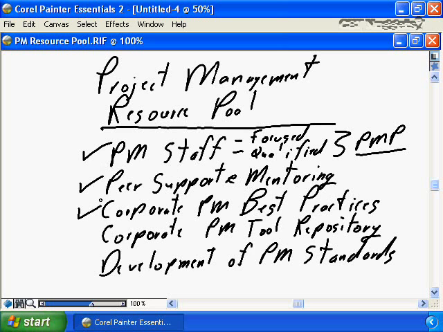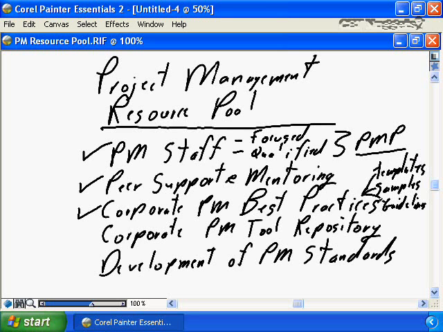When project managers are not directly assigned to projects, when they have spare time, downtime between projects, they can be focused on developing project management best practices. So they can develop templates. They can develop samples. They can develop guidelines. So this is how projects are to be delivered in our organization.